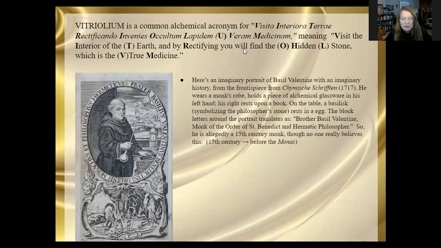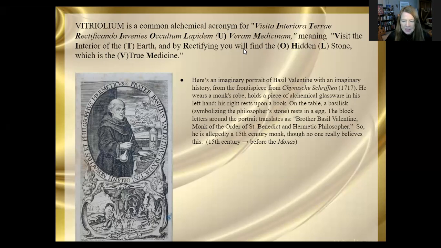By the way, A Winter's Tale was the name of that play I couldn't think of. Anyway, here's an imaginary portrait of Basil Valentine with an imaginary history kind of implied by it. It's from the frontispiece of an otherwise unremarkable book that came out in 1717. And so you can see the alleged Basil Valentine wearing a monk's robe. He's holding a piece of alchemical glassware in his left hand. He's got his right hand on a book. He's got all this alchemical symbolism behind him.